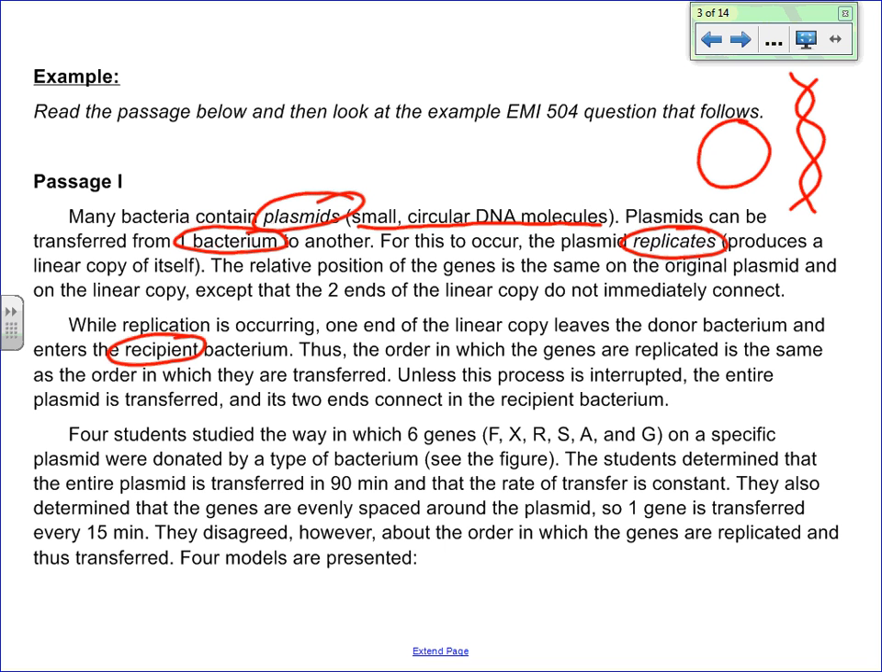For this to occur, the plasmid replicates. What do we mean by that word replicates? That was defined for us. What's that word replicates mean?